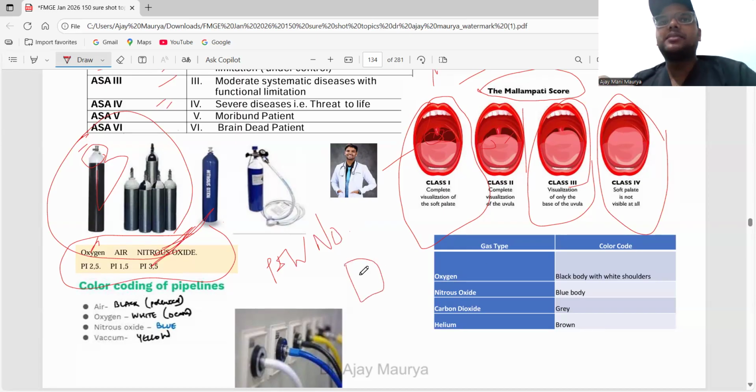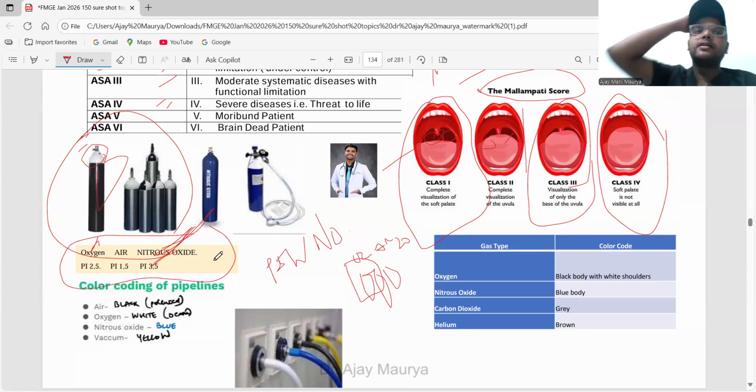there is a pin index number like this one for everything. This is for the oxygen, this is for the air, this is for the N2O. For everything there is a pin index number. For oxygen it is 2,5, air is 1,5, and nitrous oxide is 3,5.